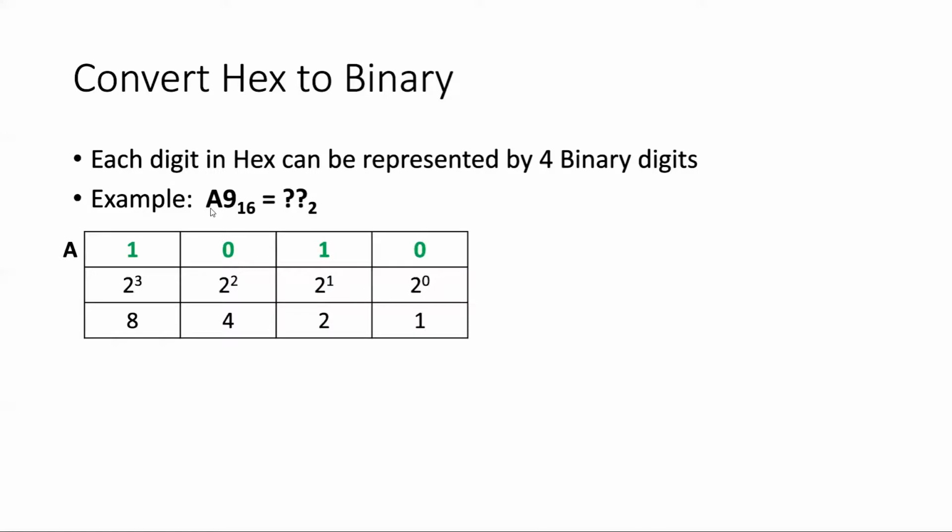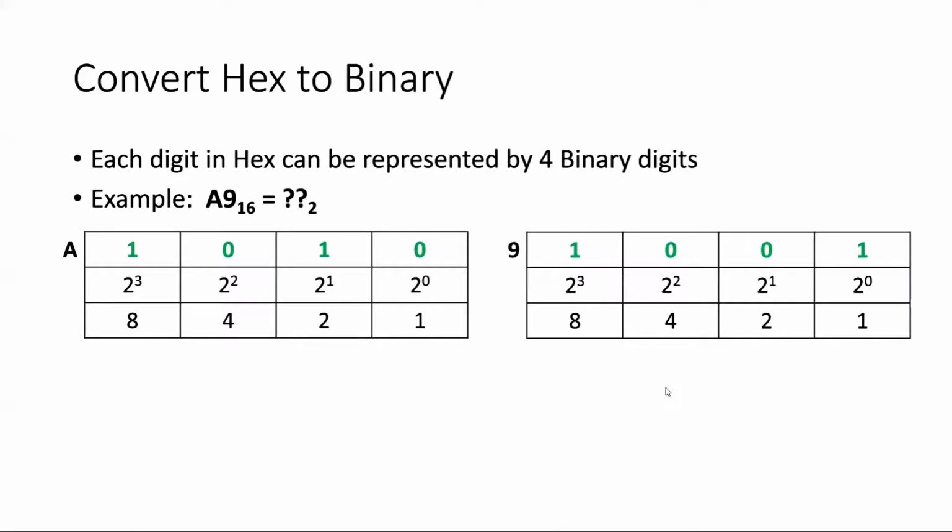And you remember, we show each digit in hex with 4 digits in binary. So here we have used our 4 bits. Now let's see how we can convert 9 to binary. 9 in hex can be represented as the sum of 8 and 1, so its binary representation is 1, 0, 0, 1. We put these two together. So the representation of A9 in hexadecimal would be 1010, taken from here, and 1001, taken from here.